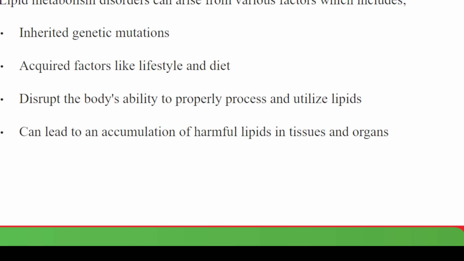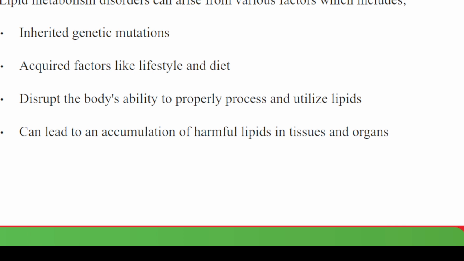So let's look at this. Next is that it disrupts the body's ability to properly process and utilize lipids. So the body will not be able to utilize the lipids, because it is a disorder that has affected maybe an enzyme, maybe a process in the breakdown or metabolism of lipids, and so it will be very hard to utilize the lipids.